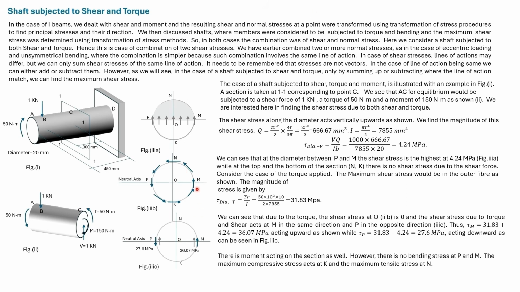The shear stress at M adds up and as such is the maximum. At P, the shear stress due to torque and due to shear gets subtracted. There will be no bending stress at P and M. The maximum compressive stress due to bending will occur at K and the maximum tensile stress will occur at N.